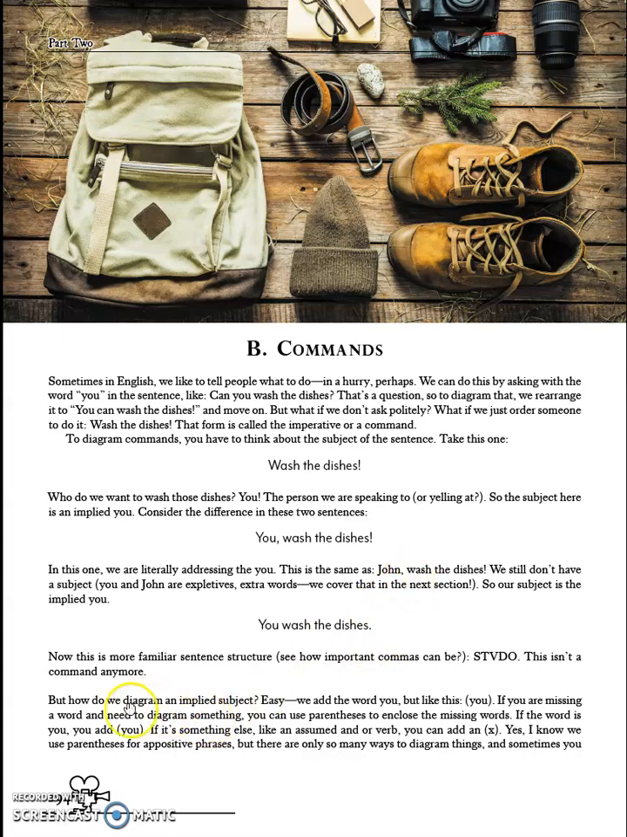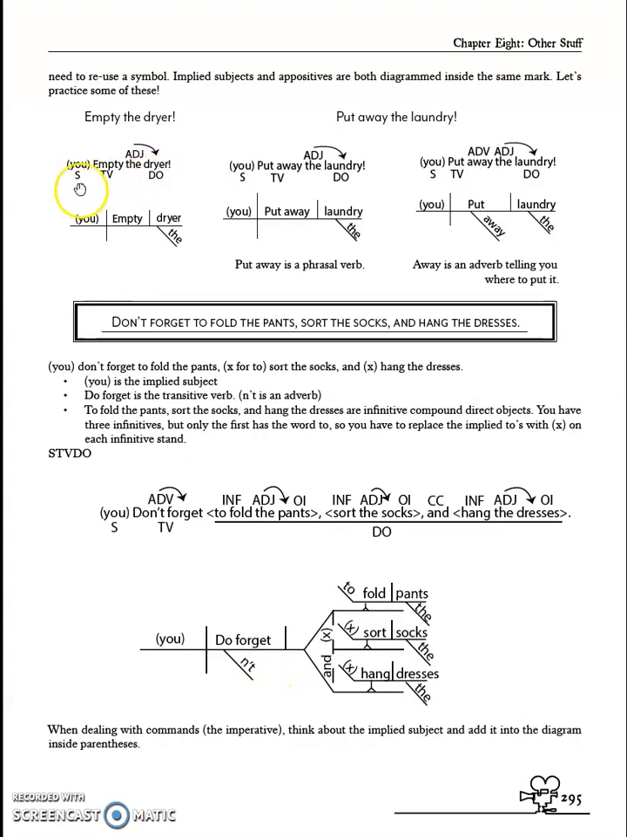Now, how do you diagram when you don't have a you? Well, you add the word you, but you put it in parentheses because it's not actually there. It's just an implied subject. So if you had something like empty the dryer, we're kind of like you, person who's now doing laundry. Empty the dryer, so you'd put you in parentheses there in the subject, and then capitalize the E because that is the beginning of the sentence.